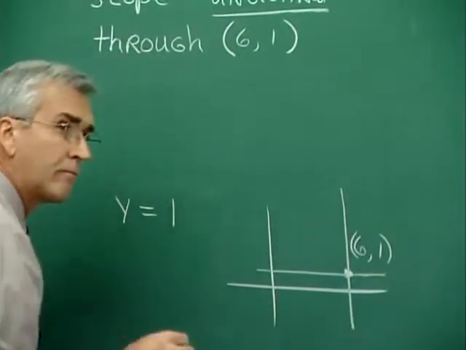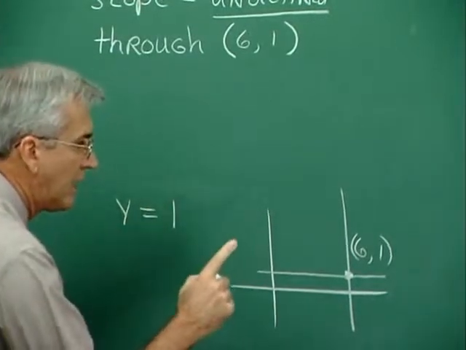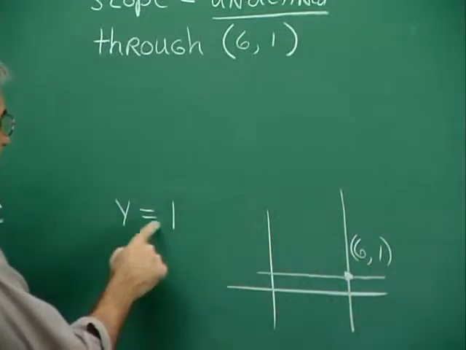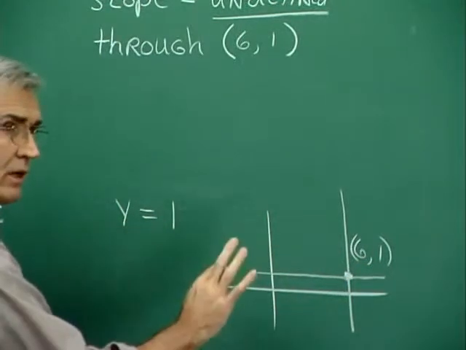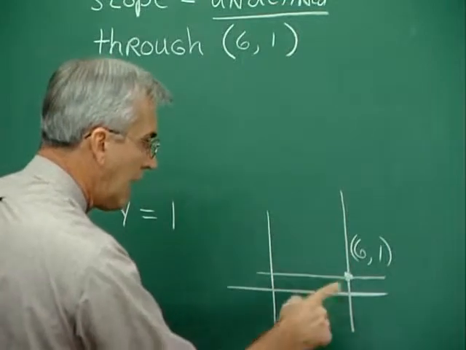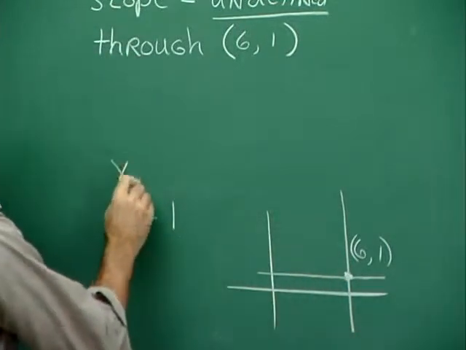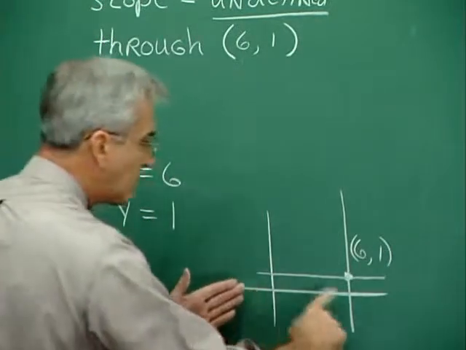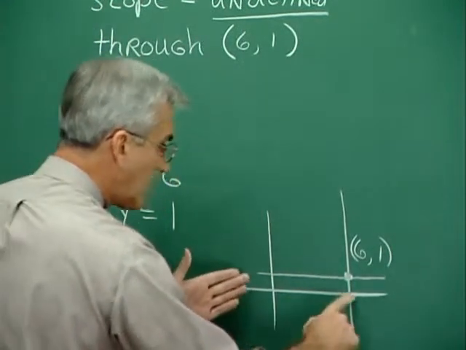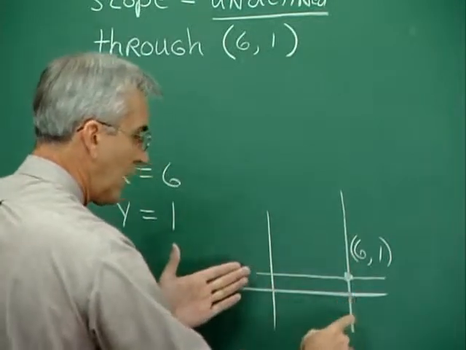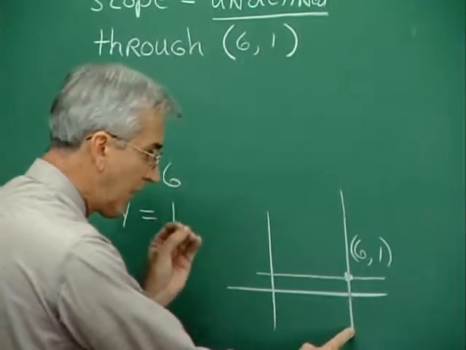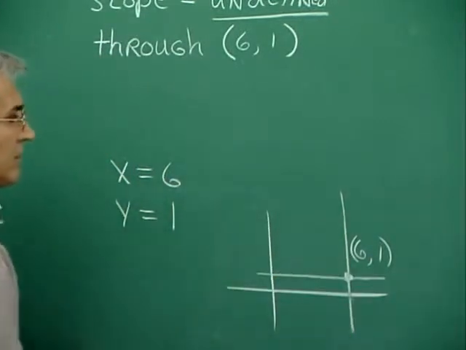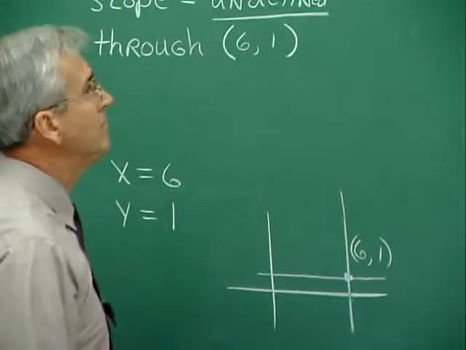Now, if we understand that a horizontal line going through this point is a line that is described as y equals 0, it should be no surprise that a vertical line going through this point would be x equals 6. You see, it means that x is equal to 6 for every y. So x is 6 when y is 1. X is 6 when y is 5. X is 6 when y is negative 2. You see, so for every y value, x is 6. So no surprise that it's a vertical line.